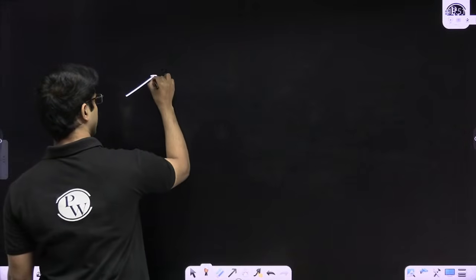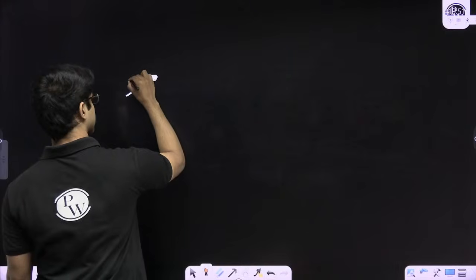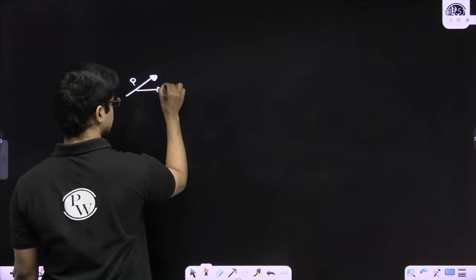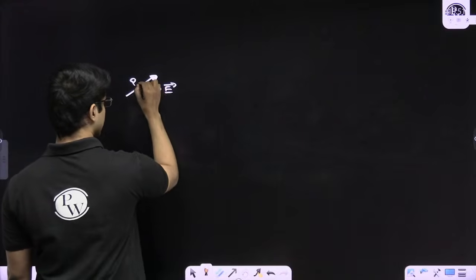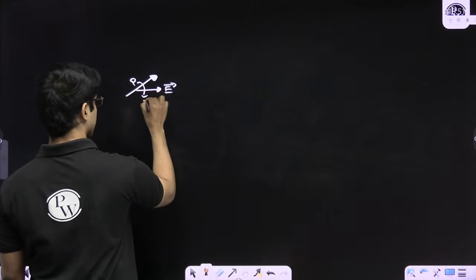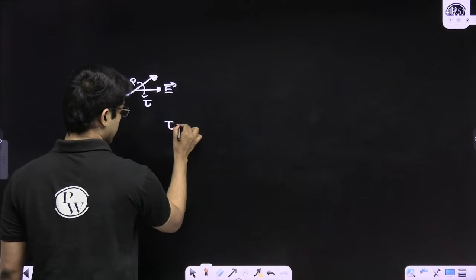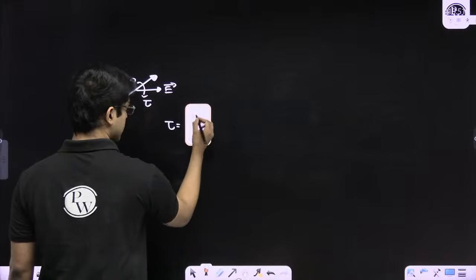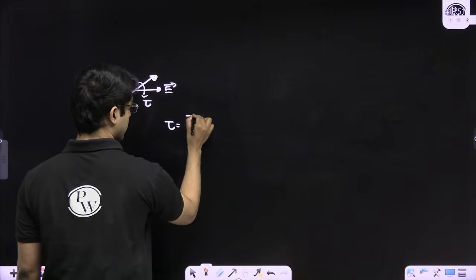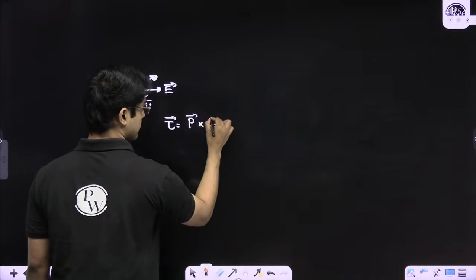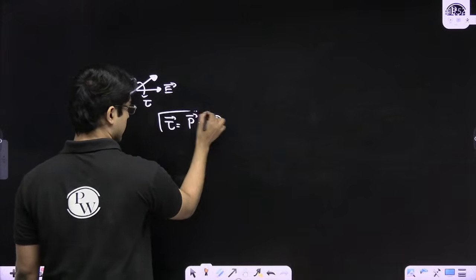So if you have a dipole in an external electric field, then there will be a torque acting on the dipole, which will rotate the dipole. And this torque is given by the dipole moment cross the electric field, their cross product.